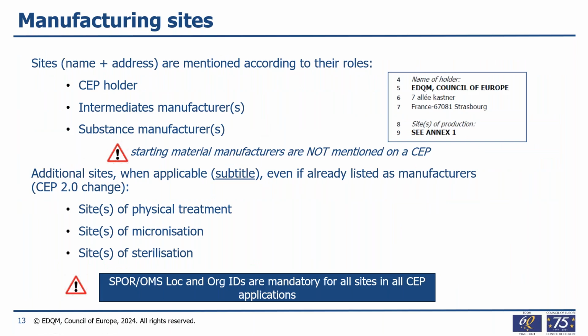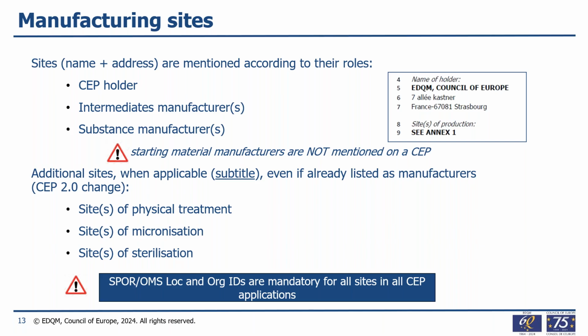As you know, manufacturing sites are mentioned on the CEP with their roles. So names and addresses are mentioned for CEP holders, intermediate manufacturers, and the final substance manufacturers. The manufacturers of starting materials are not mentioned on the CEP. Moreover, additional sites which are involved in additional treatment to receive a specific grade are also mentioned on the CEP, and this is the change following the implementation of CEP 2.0, and these might be the sites for physical treatment, micronization sites, sterilization sites.